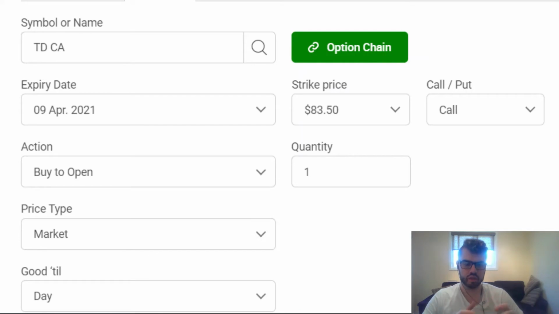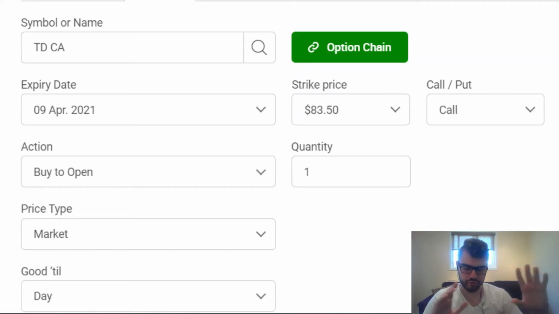Expiry date, strike price. So the strike price is going to coincide with the actual underlying price. Whether it's a call or a put, action on this side, we're going to buy to open. The quantity, remember, it is one contract is equal to 100 shares. So one would be betting on the price movement of 100 shares. And the way that you calculate that is you're going to do 100 times the premium that you're going to be paying for your call option, okay?